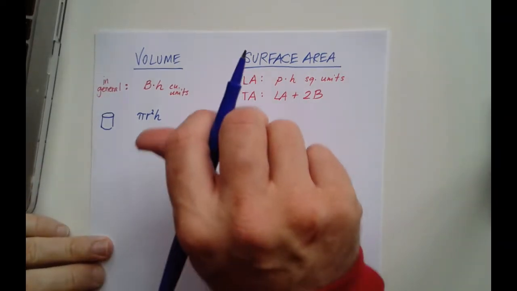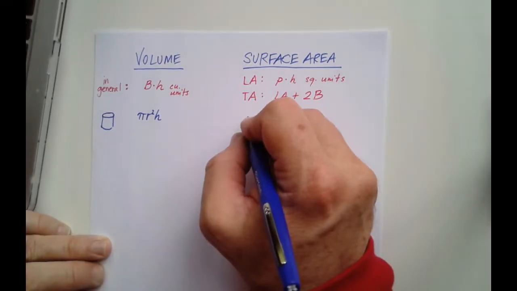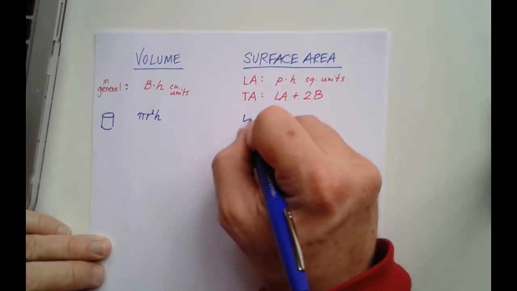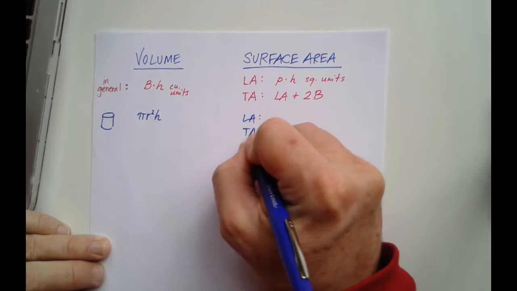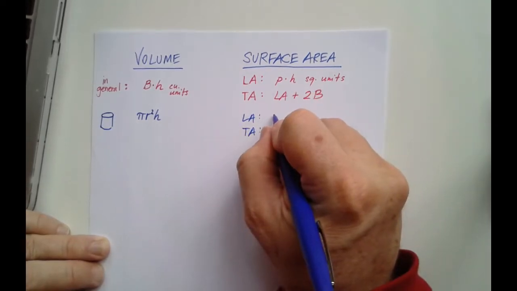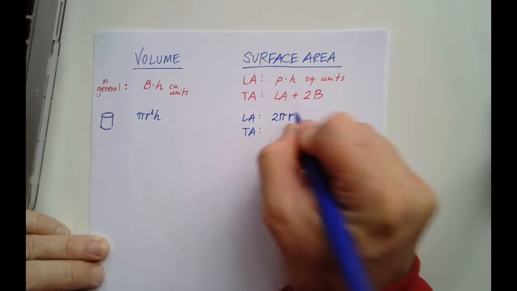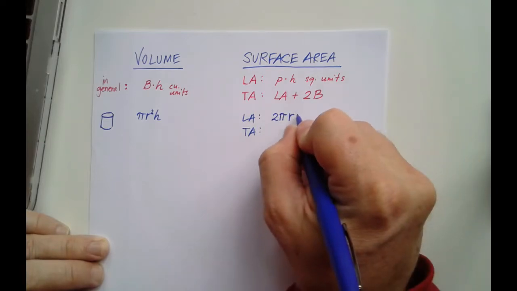Over here we've got lateral area. I need to write these again, excuse me. And what is the perimeter of the base? Well, that's the circumference, 2 pi r. And then we multiply that times height.